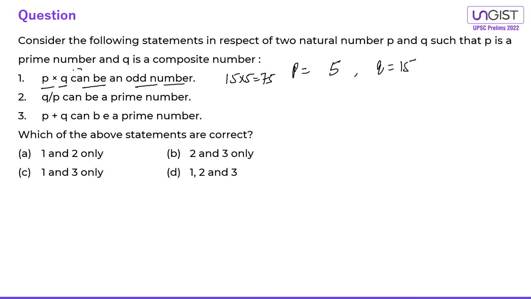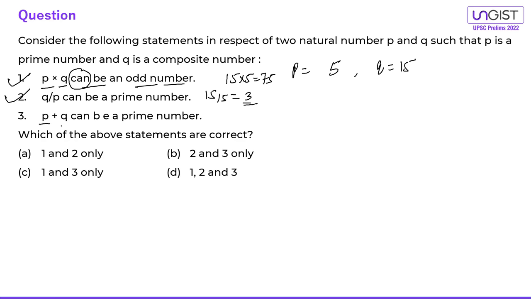They are saying can be, right? They are not saying it is always. So can be means if it is possible in one condition, then obviously it can be true, right? Okay, fine. Q by P can be a prime number. So Q by P, 15 by 5, it is 3. 3 is a prime number. Yeah, it is correct. So first is correct and second is also correct.